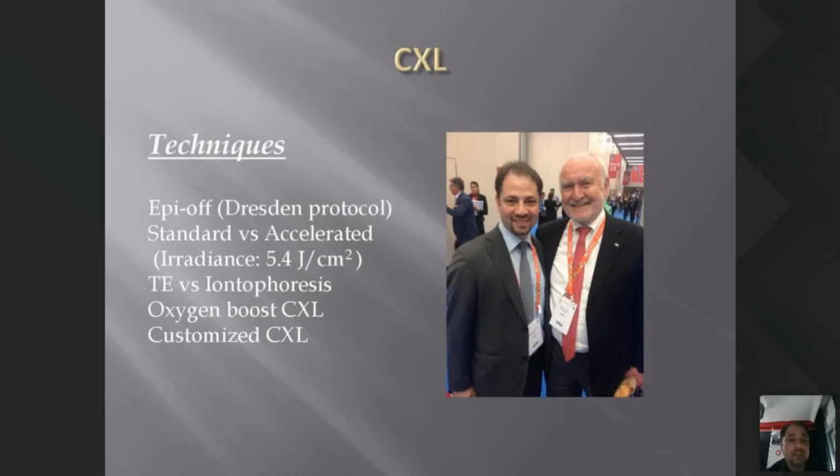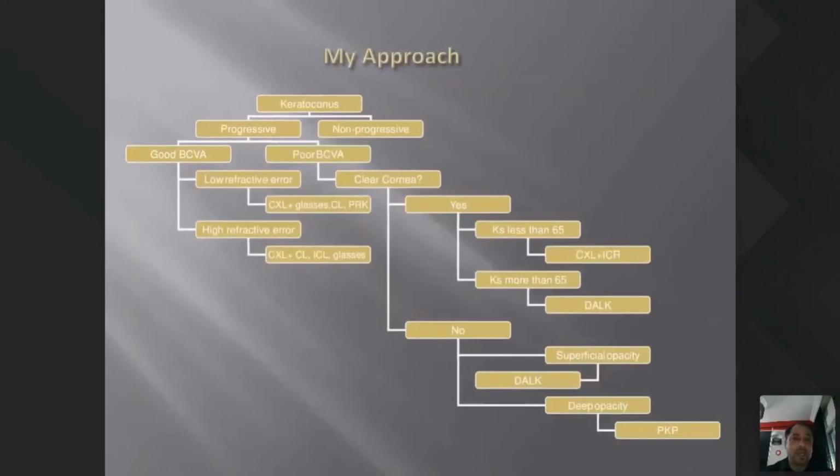And finally, the customized cross-linking, which is cross-linking for the affected area. The principle is that we are treating the diseased area. Why should I treat the whole cornea and end up with some potential complications if I can treat only the affected or the protruded or the keratoconus part of the cornea? So that's, in summary, the cross-linking techniques that we use nowadays.